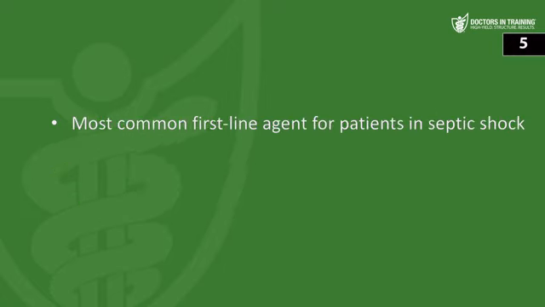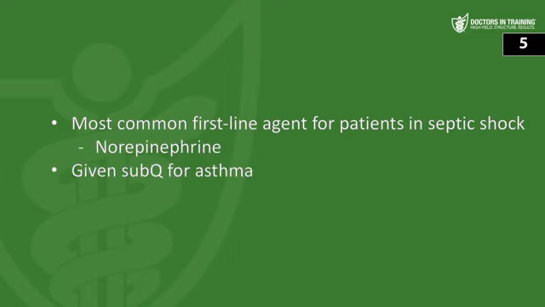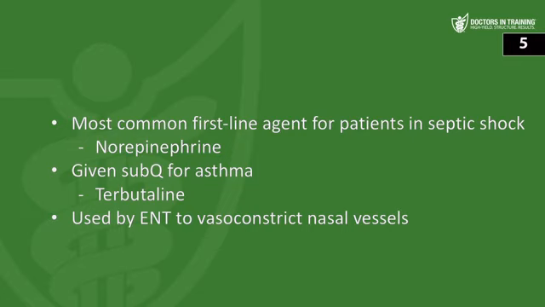Next, we have most common first-line agent for patients in septic shock. So you think about norepinephrine is going to cause a lot of peripheral constriction. Next, we have given sub-Q for asthma, not done very often, by the way, but that's going to be terbutaline. Next, we have used as ENT to vasoconstrict nasal vessels. Could be either phenylephrine or occasionally you'll find a doctor who still has cocaine in their office and they can use it in that situation as well.